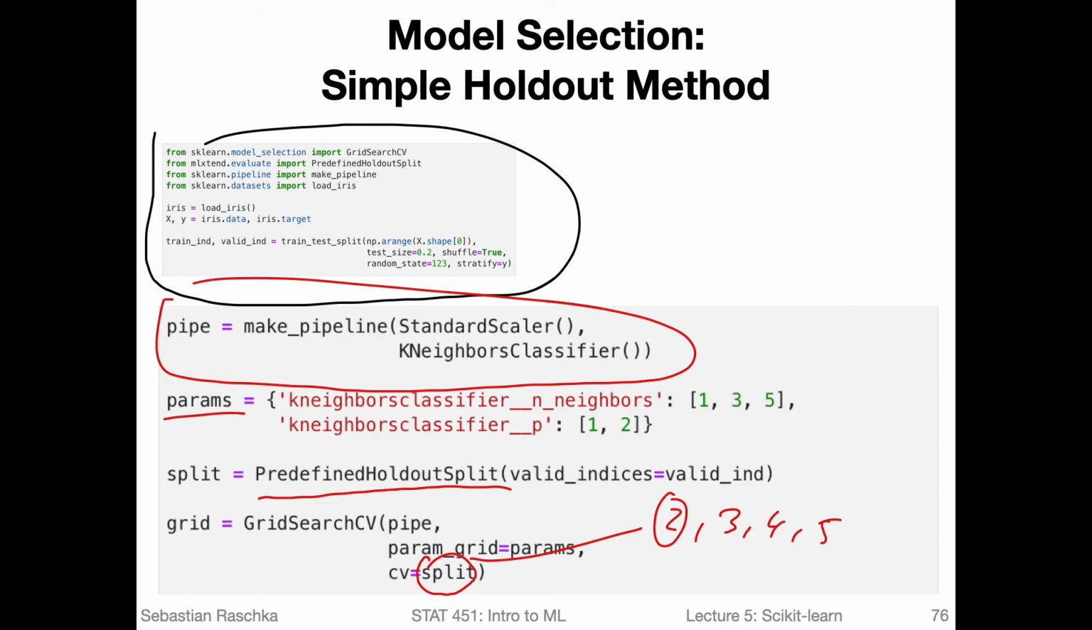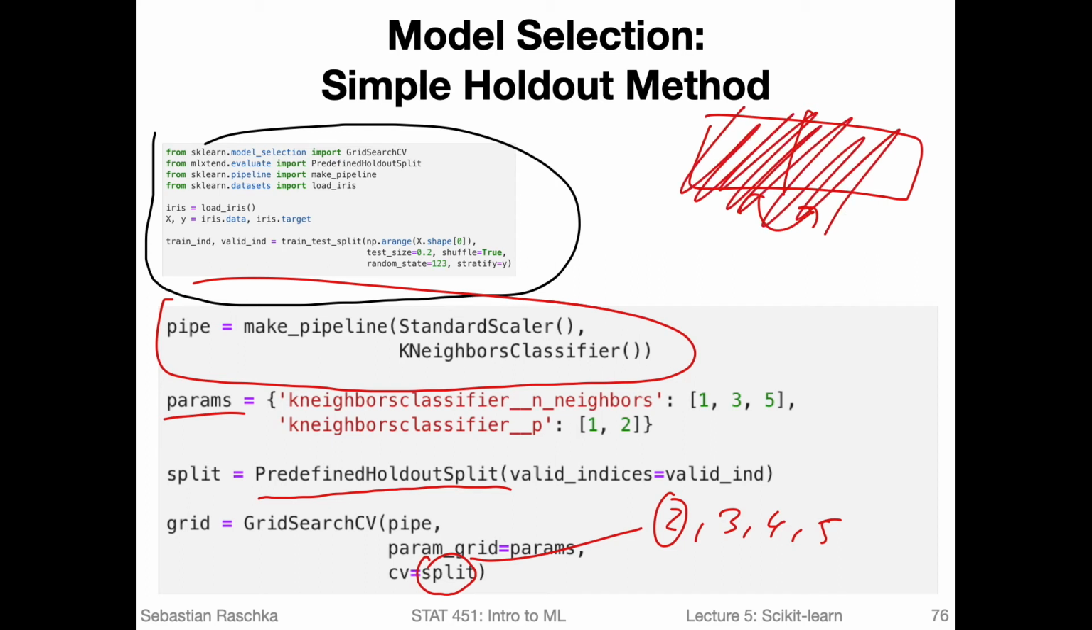It looks very similar. However, it will be exactly a 50-50% split of a data set. So it will be splitting in the middle, and it will also then rotate at one time. So here in this simple holdout method, we don't rotate anything. We just have a validation set and a training set, which is why we have to use this little workaround using the predefined holdout split with these indices.